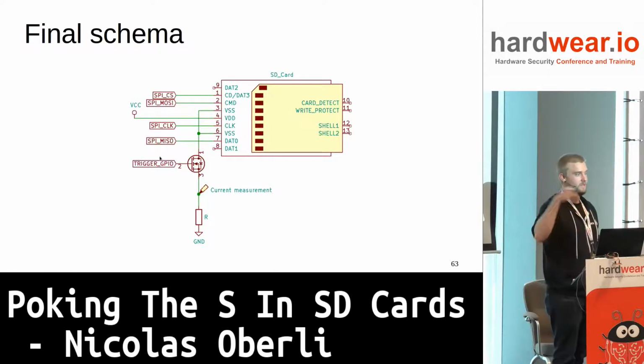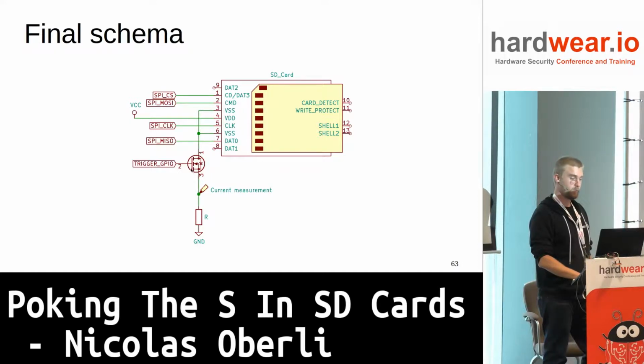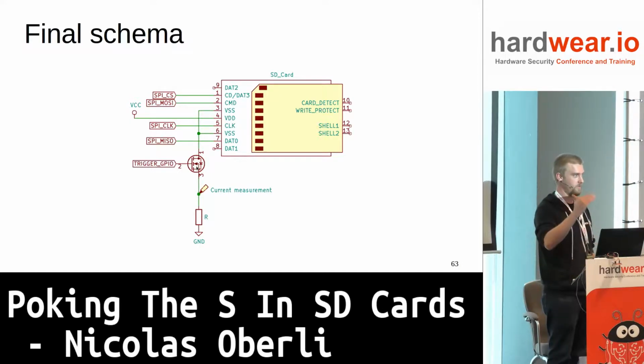If the GPIO is at 0, the MOSFET will block the current, so the card will be off. And if the GPIO here is at a logical 1, the current will flow, so the card will work.